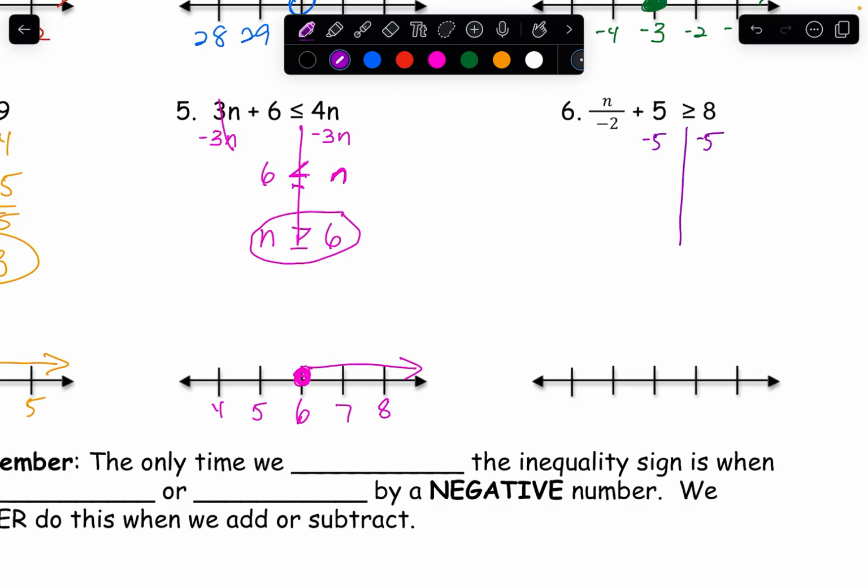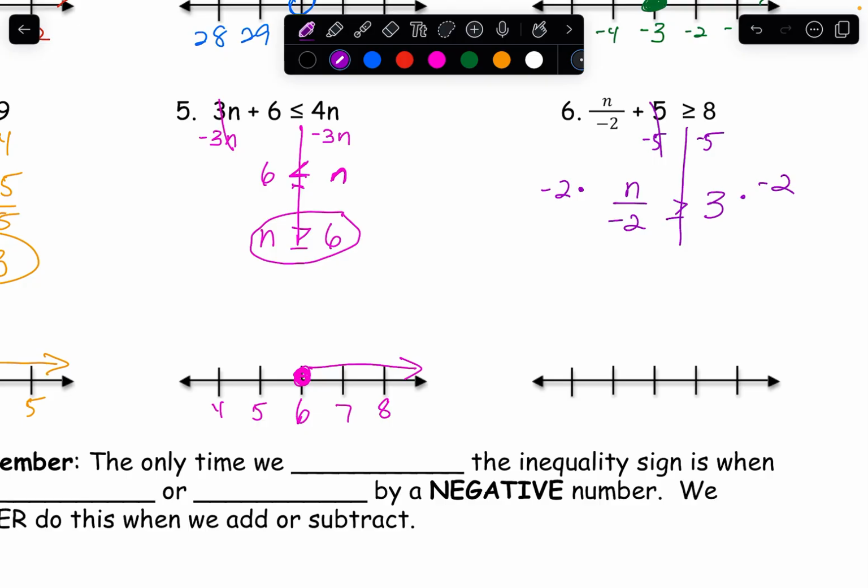I'm going to subtract 5 from both sides. All right, so n divided by -2 is greater than or equal to 3. So we're going to subtract 5 from both sides. So n divided by -2, so we're going to multiply to undo the division here. And we're going to multiply both sides by -2.